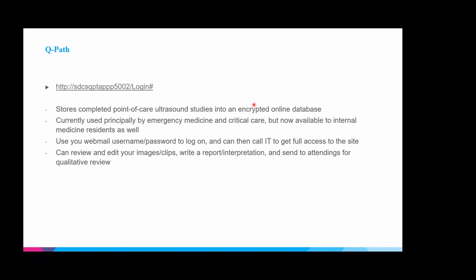So what I would encourage you to do is go to the QPath website and try to log in using your webmail user name and password. My guess is you can log in, but you may not be able to view exams right away. If you can't view exams right away, you should just call IT to get full access.